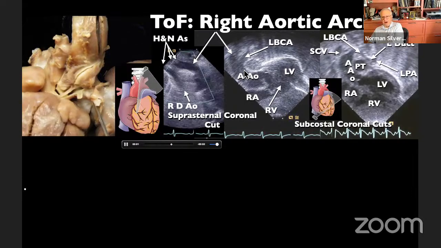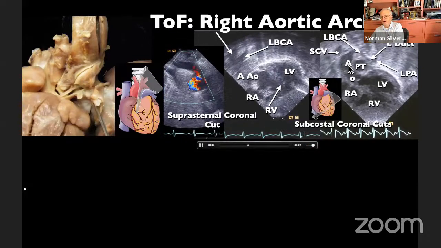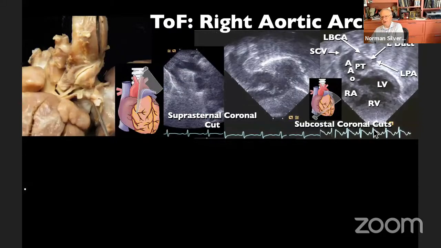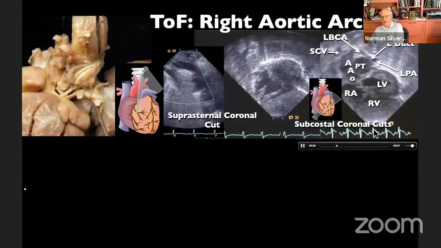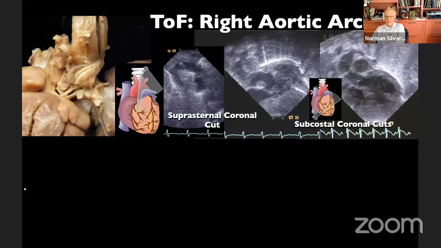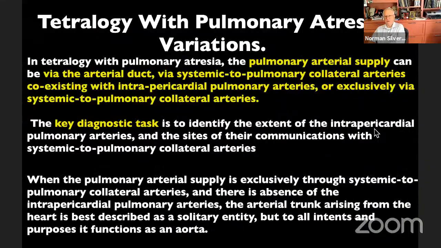Here you can see the right aortic arch with the first brachiocephalic vessel being shown over here. And then you can see also that this goes to form the ductus entering into the left pulmonary artery. So there's an arterial duct for you with a right aortic arch and left-sided ductus.